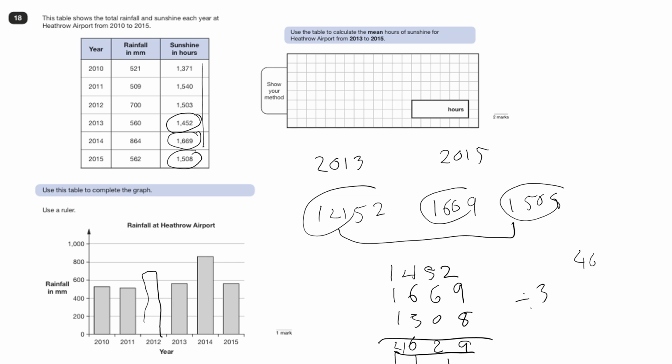Now we take 4,629 and we divide that by 3. We've got 1, 5. We've got 4 times 3 makes 12, and 3 times 3 makes 9. And that's the answer. That's the mean hours.